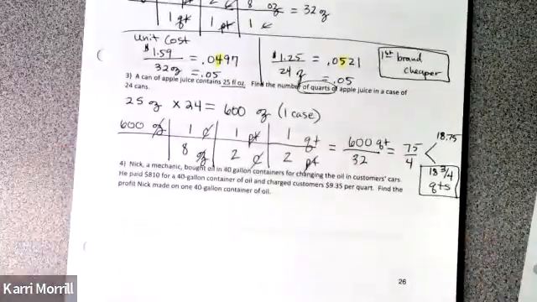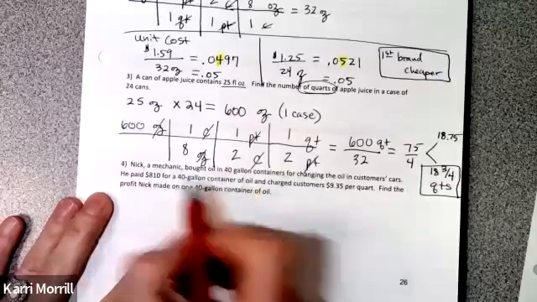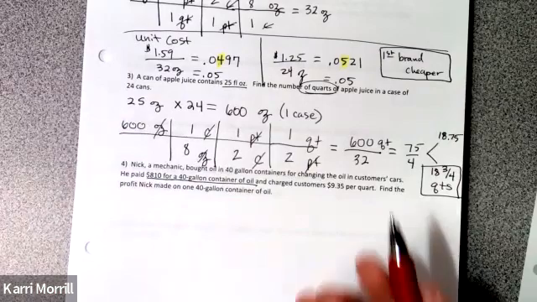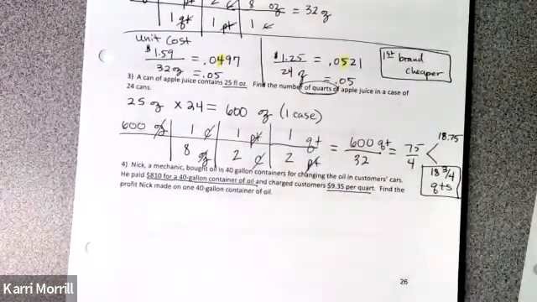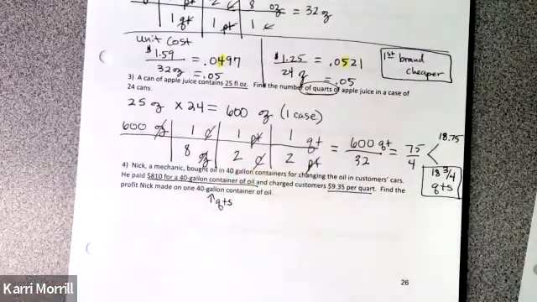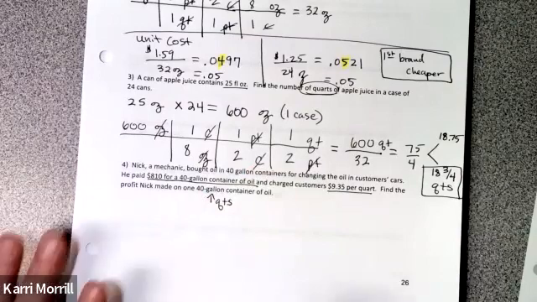Last one. Number 4, Nick, a mechanic, bought oil in 40-gallon containers for changing the oil in customers' cars. He paid $810 for a 40-gallon container of oil. And he charged his customers $9.35 per quart. Find the profit that Nick made on one 40-gallon container of oil. So what I would do is turn this into quarts. And then see, if he charged $9.35 for every quart he sold, how much would he have made? And then subtract what he paid, right?